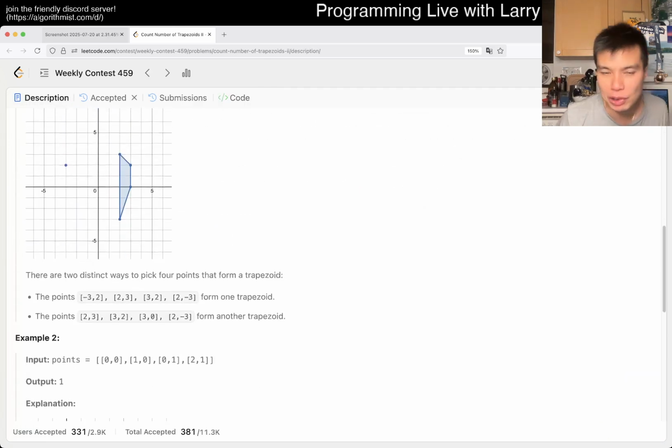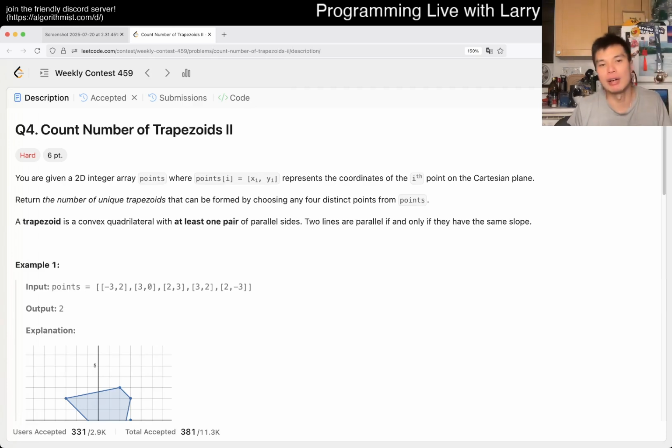First of all, I want you to solve Q2. I mean, there's no way around it. That is a prerequisite in understanding. And if you're not able to solve it, that's okay. I have a video for Q2, so definitely look for it. It's just count number of Trapezoids 1. It's either in the comments or if you search for count number of Trapezoids, you should probably see the other video that I have.